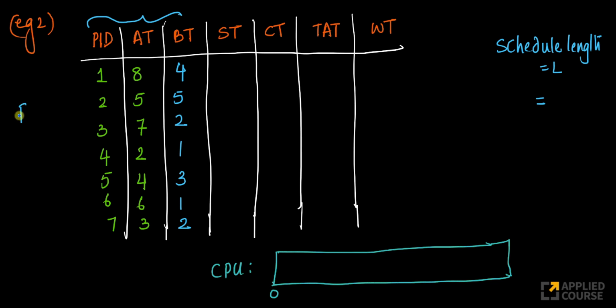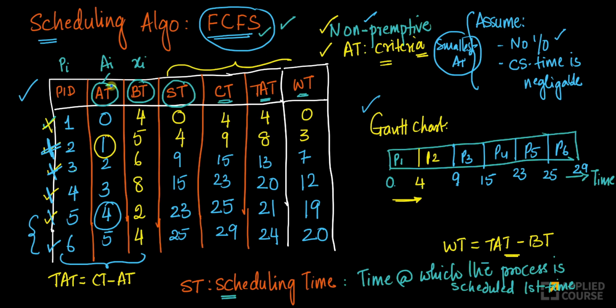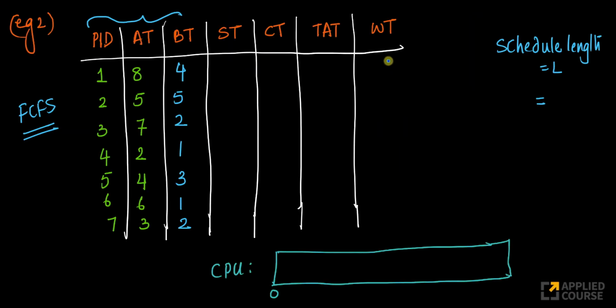Again, here also we will use FCFS. First come first serve, which means, what does first come first serve basically mean? There is no preemption, and the criteria to select a process is to take all the processes in your ready queue and pick the one with the lowest arrival time, whichever came first. Now my question here is, given these processes, I want to compute the schedule length. Imagine somebody gives you this data and asks you to compute the schedule length.